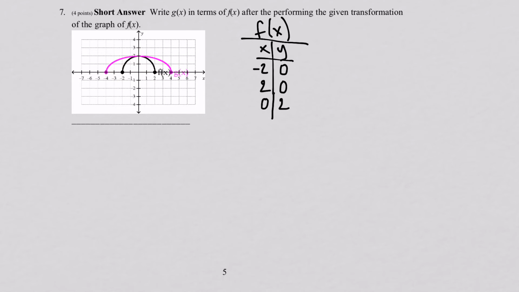For g of x, let's make that one in red, which is the closest I can get to that purple. So for g of x, I'm going to make a table of values there. And I'm going to put them in the same order that I wrote the other ones, even though it's not exactly in the perfect order. I see -4, 0.